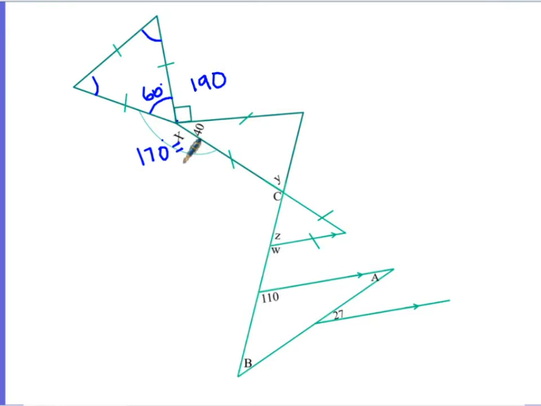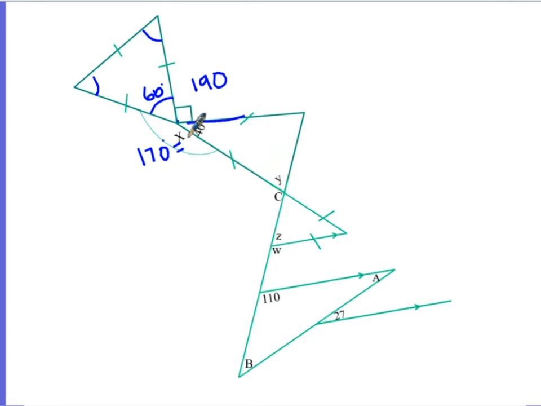Let's have a look at finding y. We're going to look at this triangle. This time, this triangle is an isosceles triangle because only two of the sides are the same length. It also means two of the angles are going to be the same. It's not the angle that the two sides create, so it's not this one, but it's the other two that are going to be the same. So this and this.